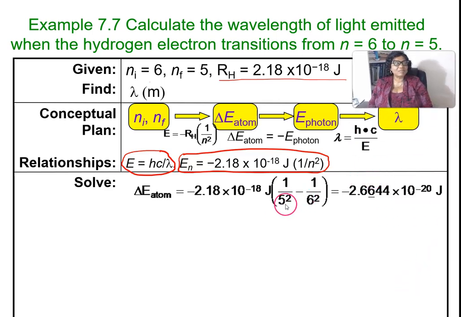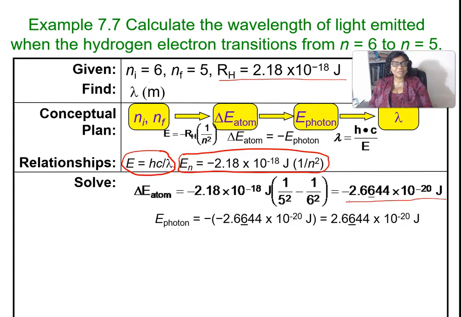So n equals 5 is the n final, the principal energy level which it finally got. Then this is the initial. So this is our constant. So when you do this calculation, this is the value you're going to get for the energy of the atom. Now we want to find the energy of the photon, which is equal to the energy of the atom. So energy of the photon, of course, put minus here, and that's all we did.